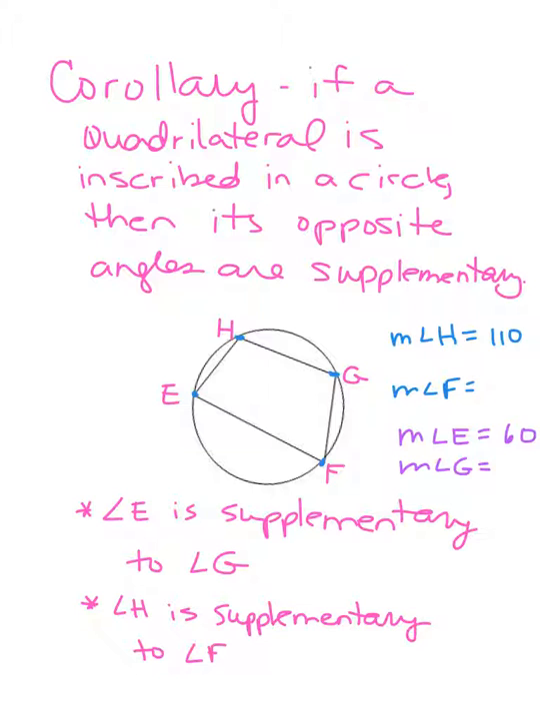So if we look at some examples, for instance, if the measure of angle H were 110, then I know the angle opposite would be supplementary, which means they add up to 180 degrees. So that would make the measure of angle F equal to 70. The same thing is true for the other set of angles. So if I were to say that the measure of angle E is 60, I know that the angle opposite angle E, which is G, is supplementary, so that would give you a measure of 120 degrees.